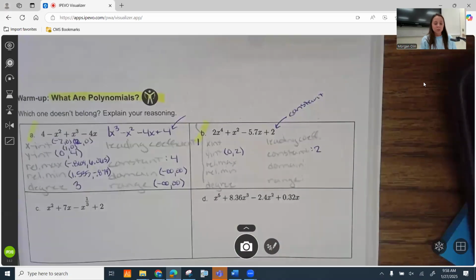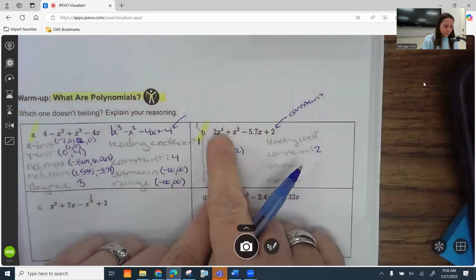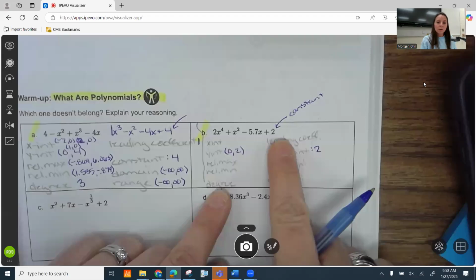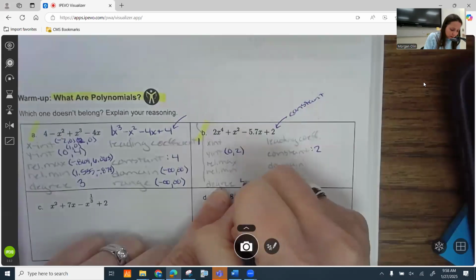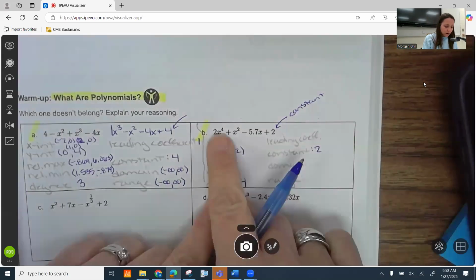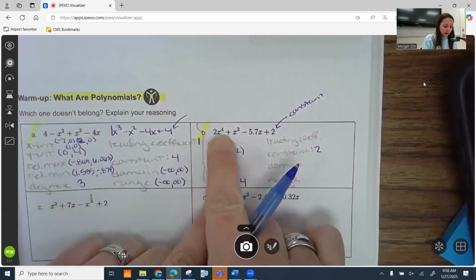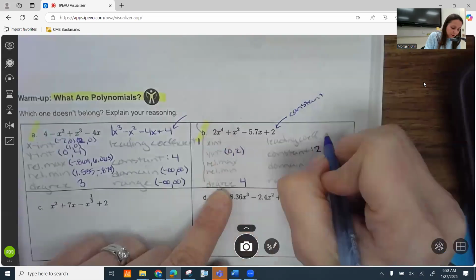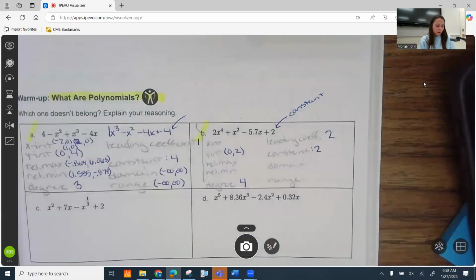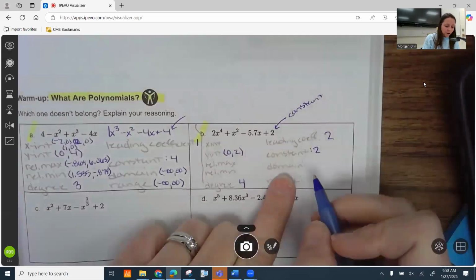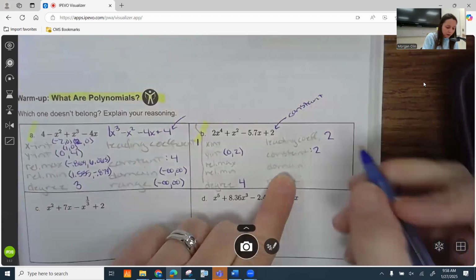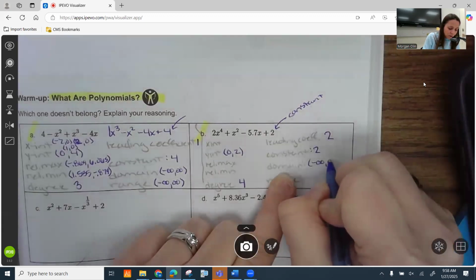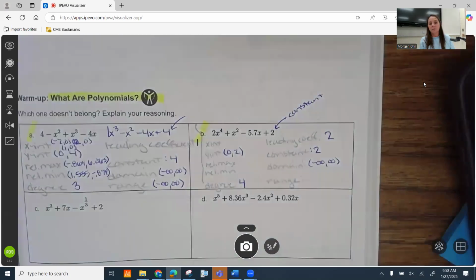Another thing you can figure out is your degree. That's the highest exponent. Now this time we don't need to reorder it because it's in order. So the degree is 4. Next, look for the leading coefficient. If I know this is the term with the highest degree, then that's going to be my leading coefficient, the number out in front, which is 2. Another thing you can figure out, because this is a polynomial, every polynomial's domain is all real numbers, negative infinity to infinity.